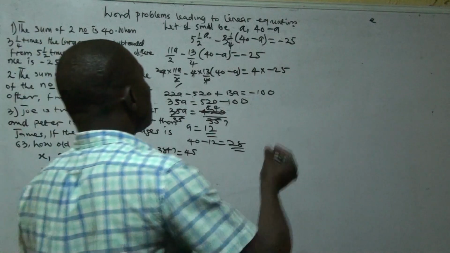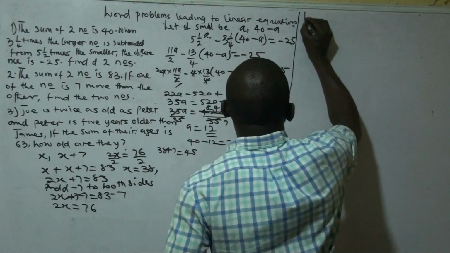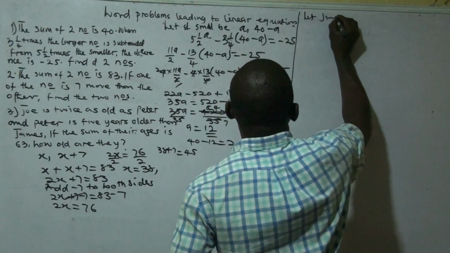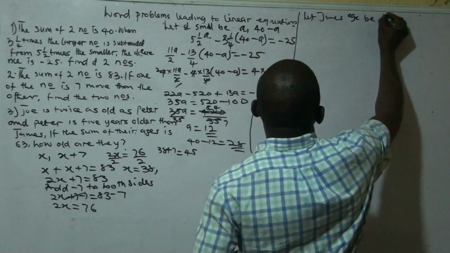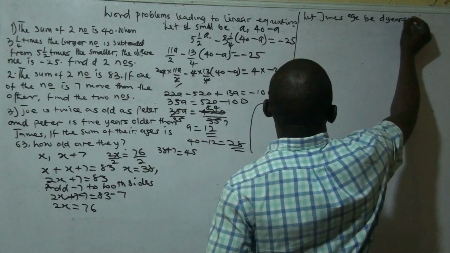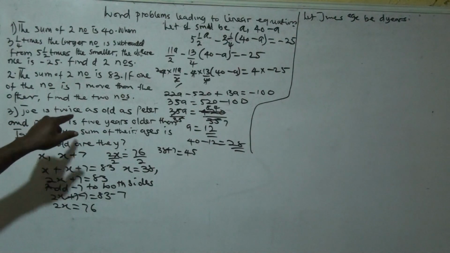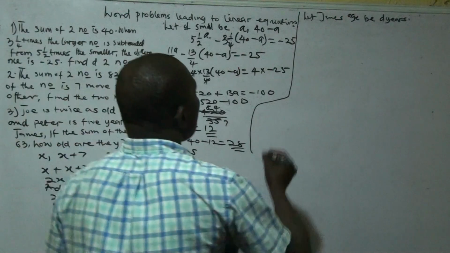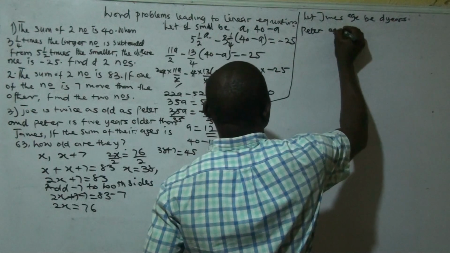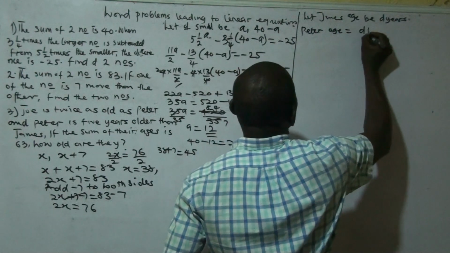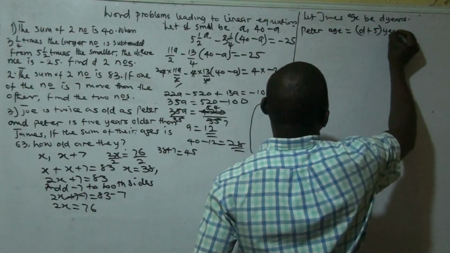So we say let James's age be D years. So if James is D years, and they said Peter is 5 years older than James, so Peter's age will become D plus 5. That is James's age plus 5 years.